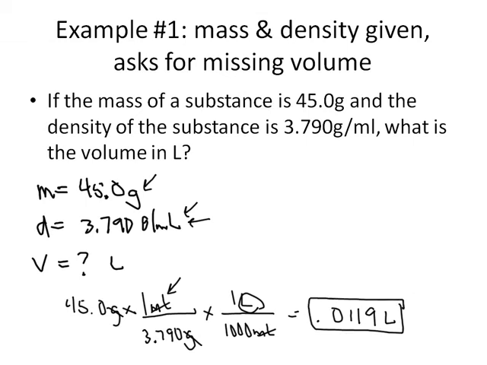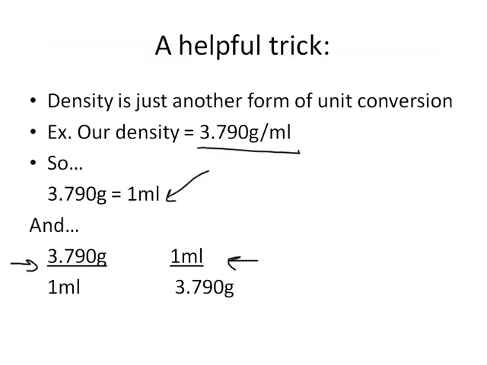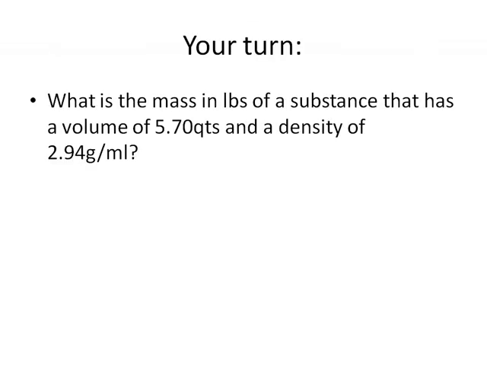Okay, I'm going to pass back through all this stuff that we just did. There's our solution. So your turn. What is the mass in pounds of a substance that has a volume of 5.70 quarts and a density of 2.94 grams per milliliter? So go ahead and hit pause and do the problem.